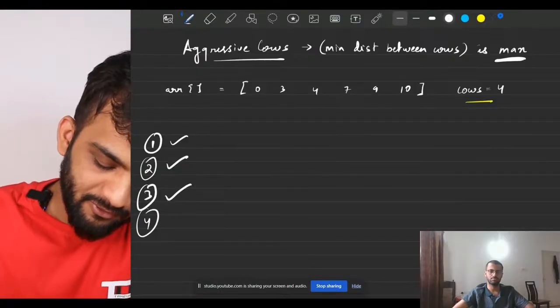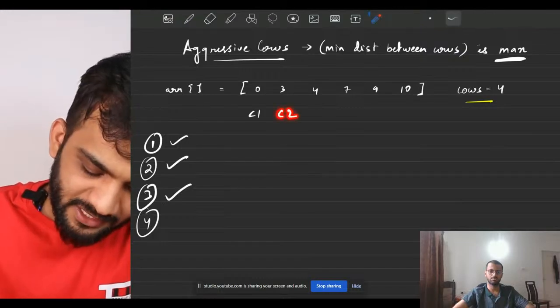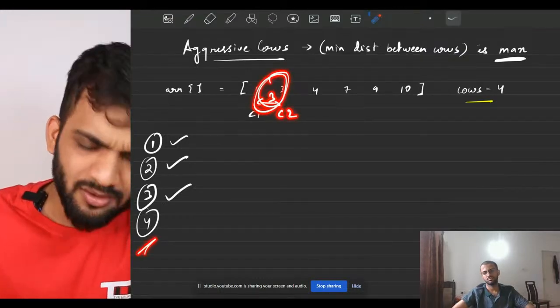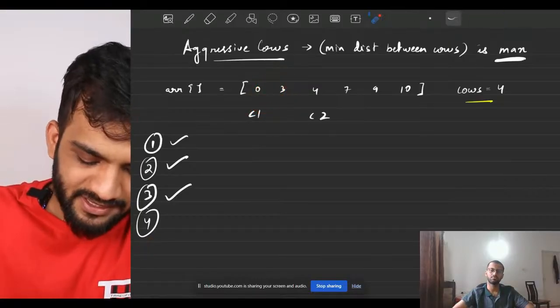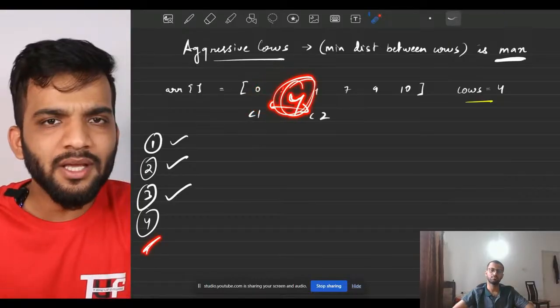So what I'll do is, I will try to put a C1 here. Can I place a C2 here? No, because the distance is 3. Maintain a minimum distance of 4. Nah, not possible. Can I put a C2 here? Yes, because the distance is 4 and I've been asked to maintain a distance of 4.